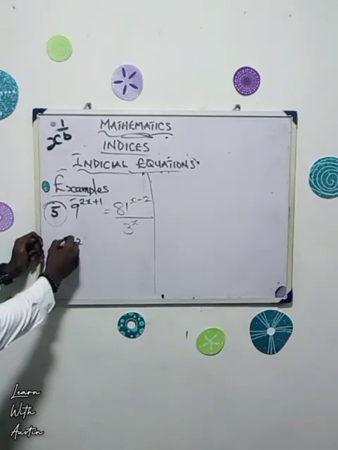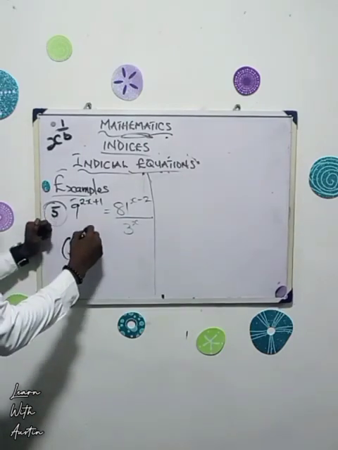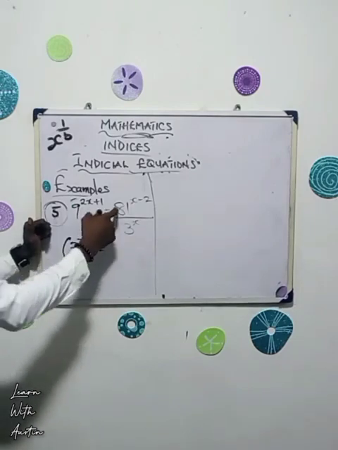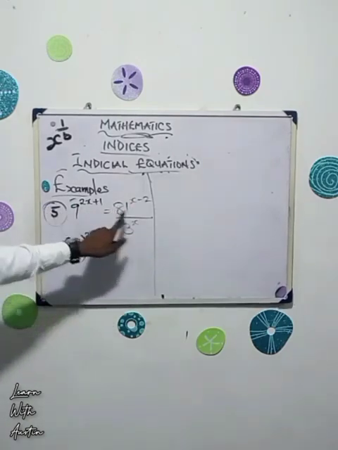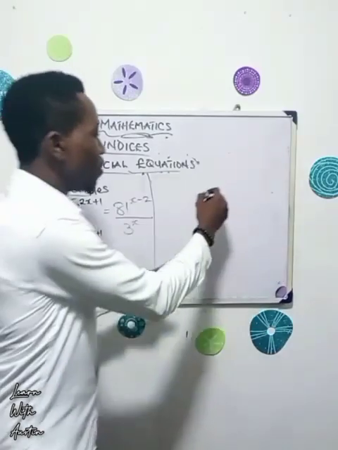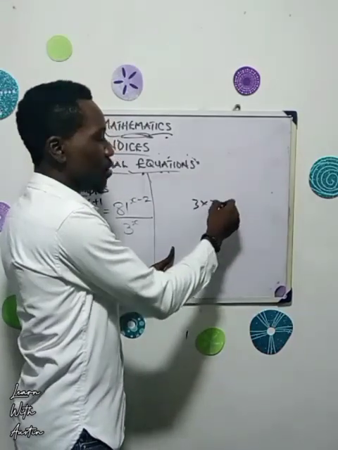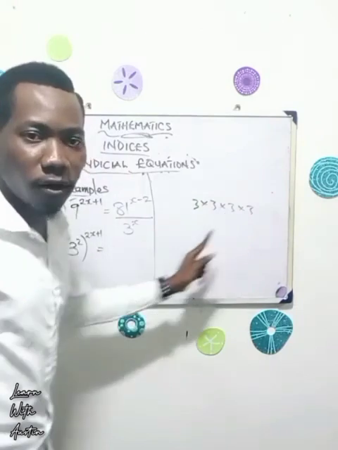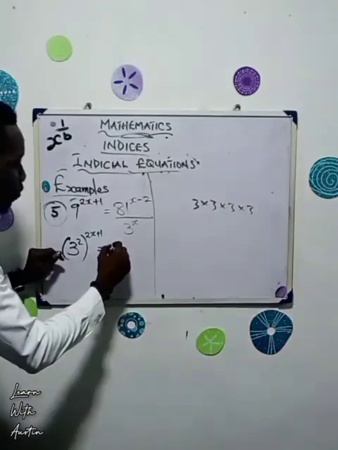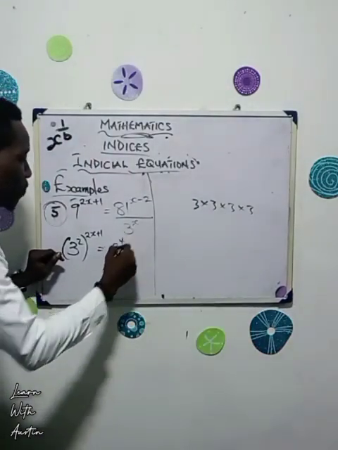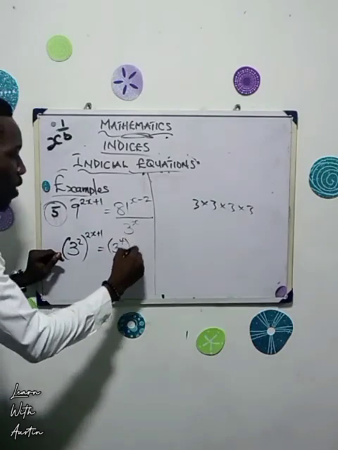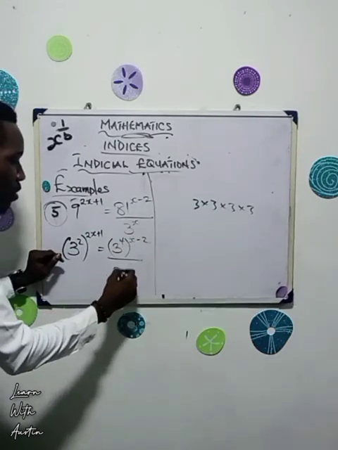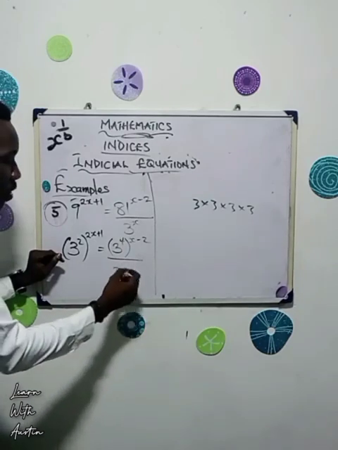Now, raised to the power of 2x plus 1. So equal to 81. Let's change 81 also. 3 times 3, 9. 9 times 3, 27. 27 times 3, 81. So 3 raised to the power of 4, raised to the power of x minus 2, all over 3 raised to the power of x.